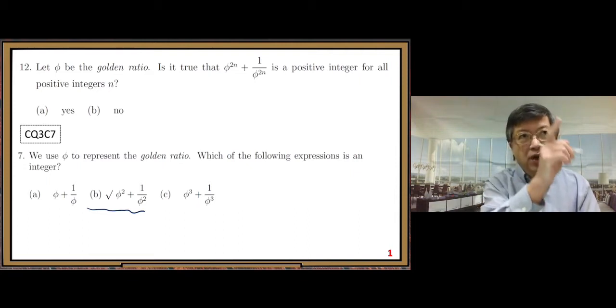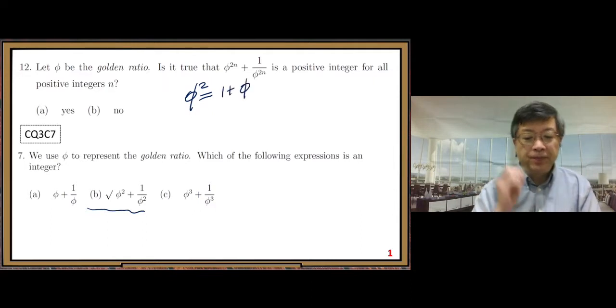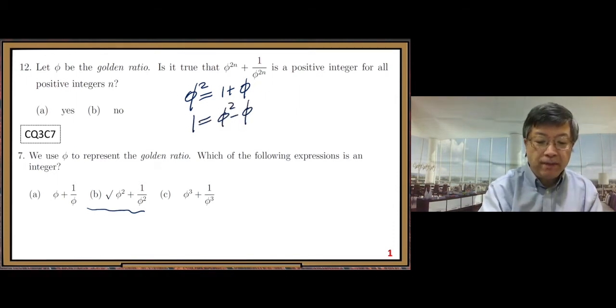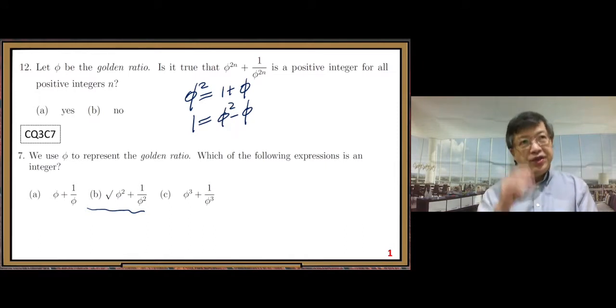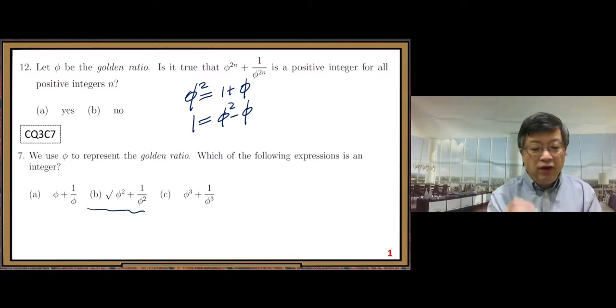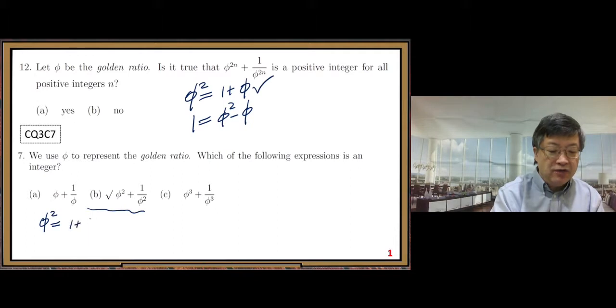We need to use the golden ratio properties. The first one is phi squared equals 1 plus phi. Second one, 1 equals phi squared minus phi. We use these 2 properties, we can simplify phi squared plus 1 over phi squared. First, what is phi squared? Phi squared, by the first property, it is just 1 plus phi.